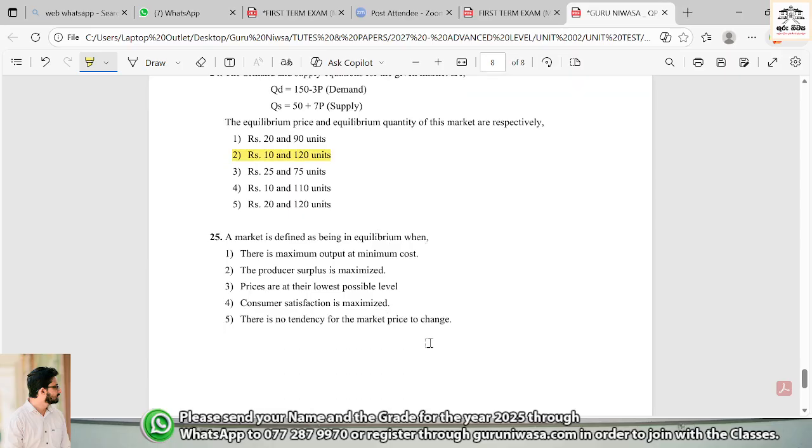Question 25, the best answer: there is no tendency for the market price to change. This is the answer for the 25th. Market equilibrium: the best definition for market equilibrium is that there is no possibility or tendency for the market price to change. Are you clear, guys?